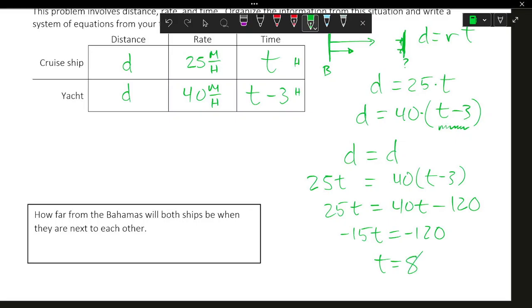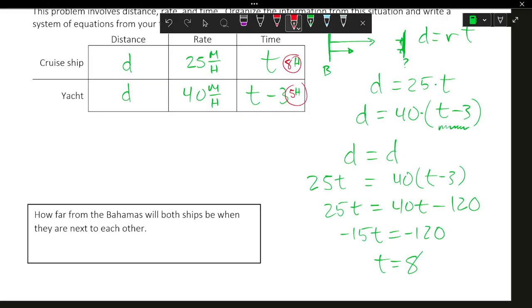All right. Now, those of you that did this and got it right, you got your answer based on what t was. But if I look at this, remember, the cruise ship has been traveling for t is 8, for 8 hours, right? And the yacht has been traveling t minus 3, or 8 minus 3, or 5 hours. So one's been traveling for 8 hours, one's been traveling for 5 hours. The big question is, hey, how far are they from where they started in the Bahamas?